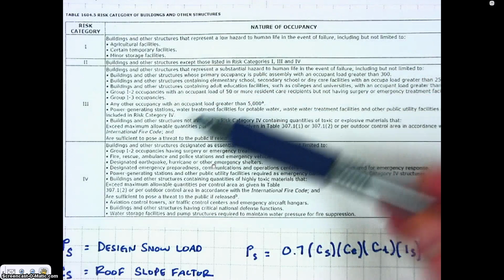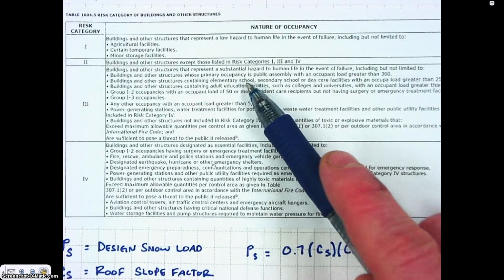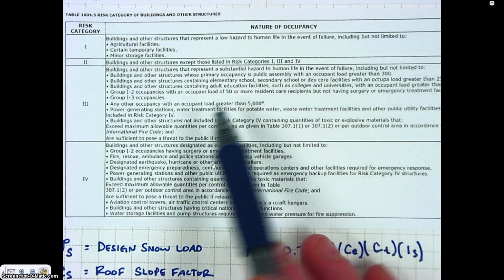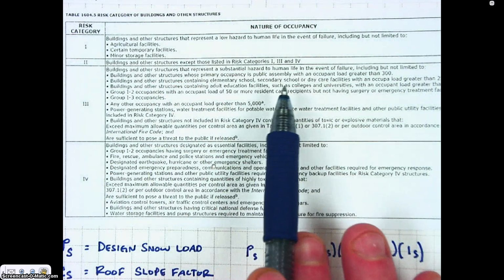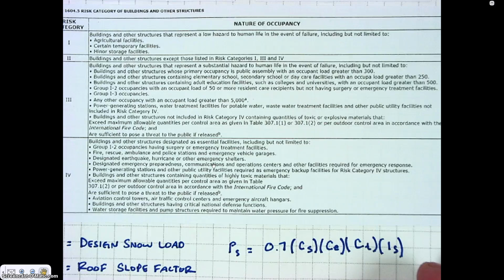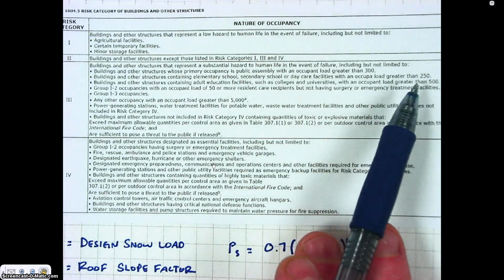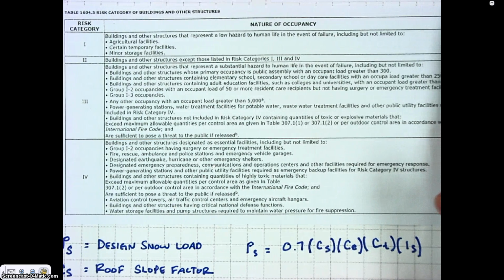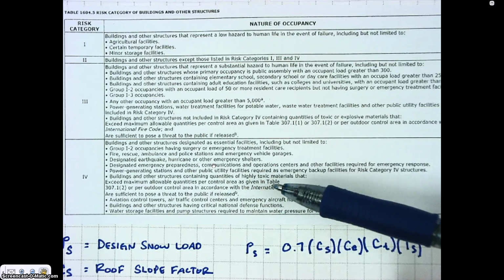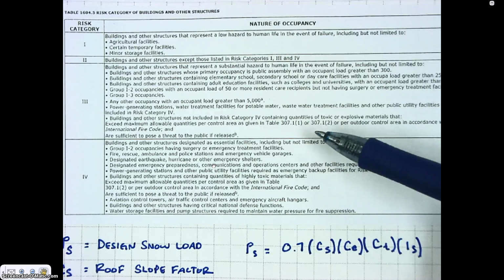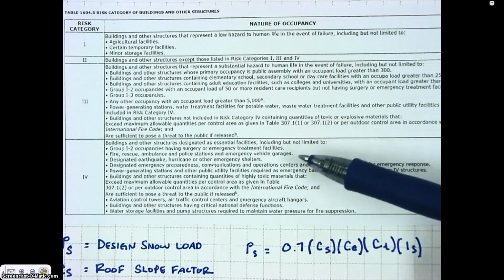Risk category 3 buildings represent a substantial hazard to human life in the event that something fails in the structure of the building. We can see here these are things like elementary schools, secondary schools, daycare facilities, with an occupancy of greater than 250. If we look at importance factor risk category number 4, these are things like emergency treatment facilities, storm shelters, fire stations, that kind of thing.